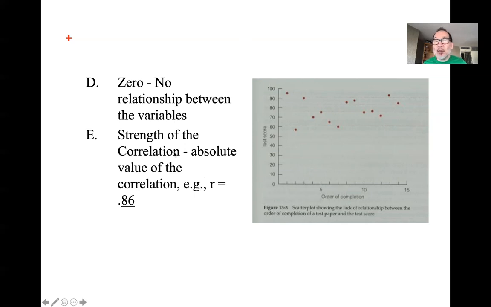Aside from a zero relationship, when there is a relationship, you can also determine the strength of that relationship in terms of the absolute value of the correlation. That's the number that follows the index. So here we see the value 0.86, which indicates a strong correlation.